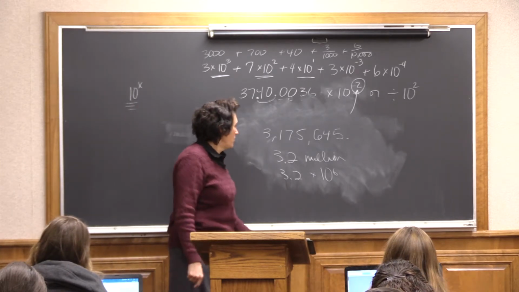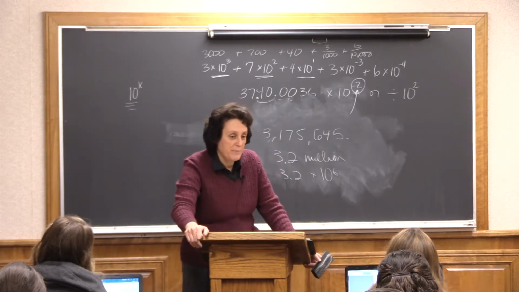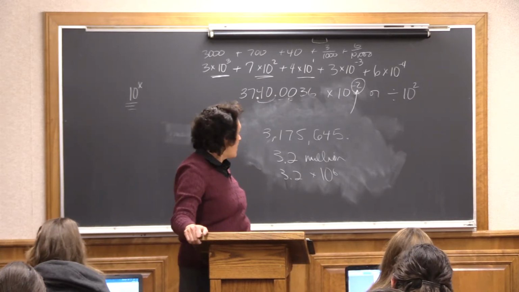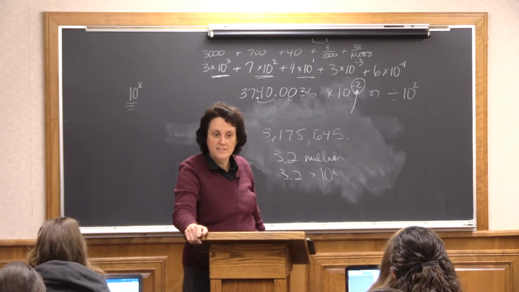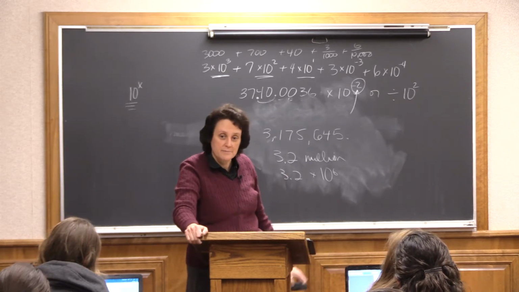Okay? We would never say, when we're giving populations, that the population of such and such a city is 3,175,645. We don't do it. It just simply can't be that precise.